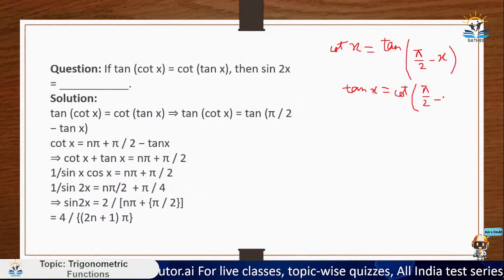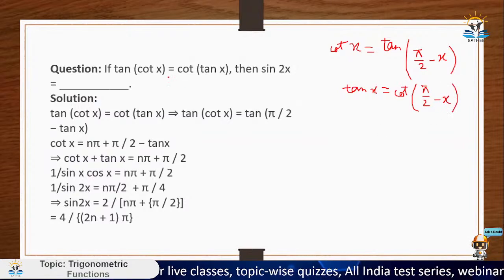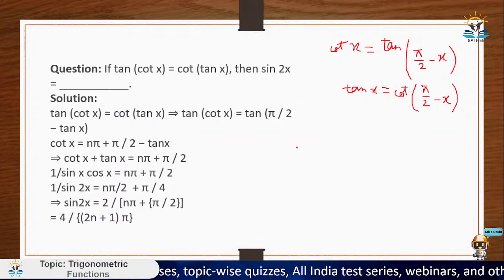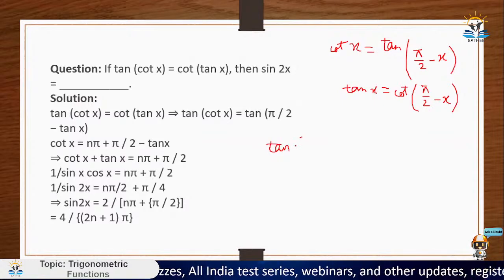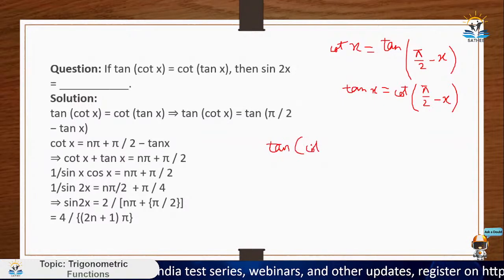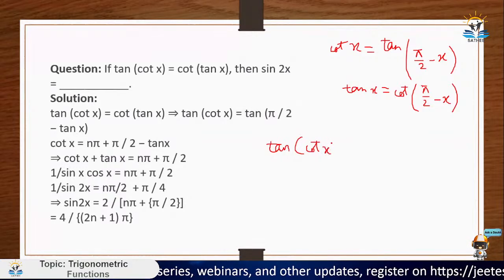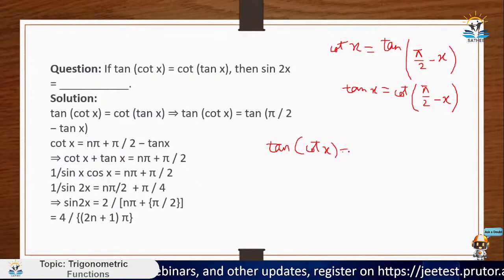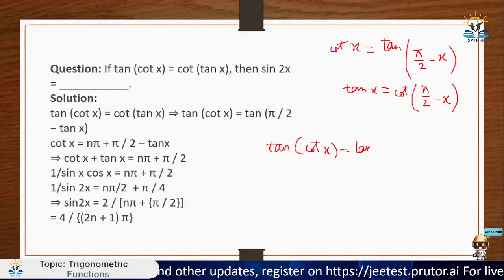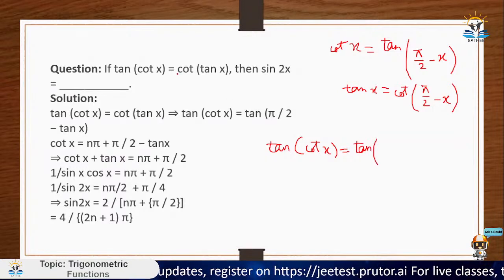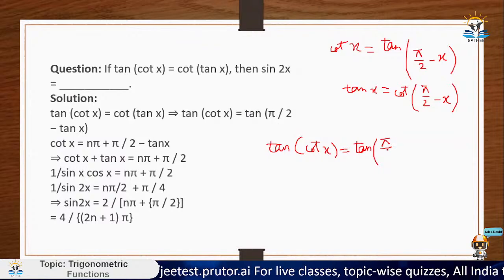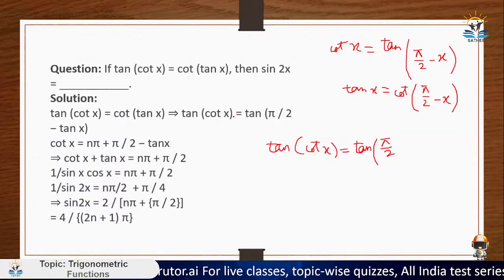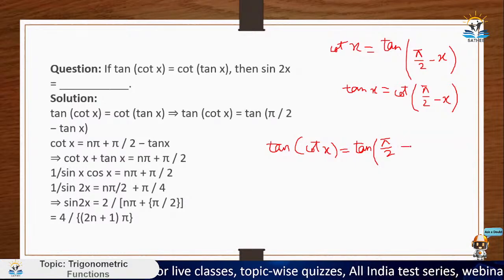Okay. So substitute the values. Substituting tan for cot, we will get tan of cot x equal to, for replacing cot with tan, you have to use pi by 2 minus x. So tan of pi by 2 minus x. And what is x here? Here x is equal to tan x. So pi by 2 minus tan x.